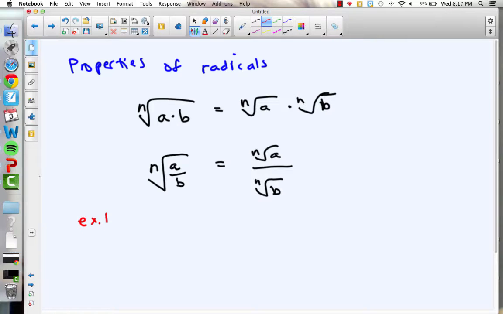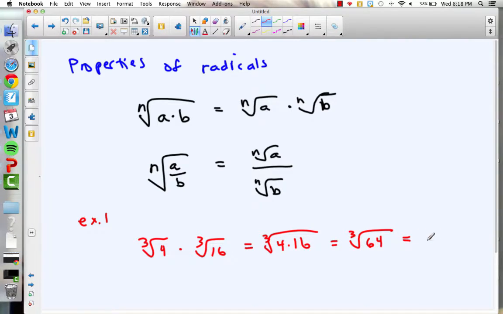So let's say example 1, we have the cube root of 4 times the cube root of 16. So this would be more like the rule 1, where we have 2 separated, and this time we're going to reverse the rule, and we want to go so that they're all underneath 1. So we're going to have the cube root of 4 times 16. So we're multiplying them together, and 4 times 16 is going to get us 64. So now what we have left is the cube root of 64. In this case, the cube root of 64 is 4, because 4 times 4 times 4 is 64.